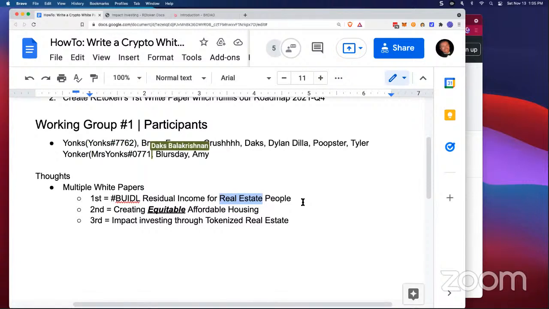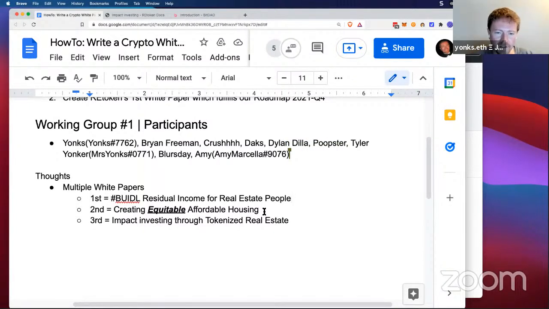So we settled on real estate people because it seemed the most inclusive of anyone that has any interest in real estate, but not anybody that has any interest in anything anywhere. That's because we're real estate tokenization, REtoken is real estate. So if you don't have any interest in real estate at all, then we're probably not the right project for you. So that's kind of where that's going.